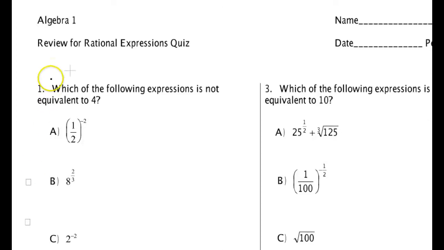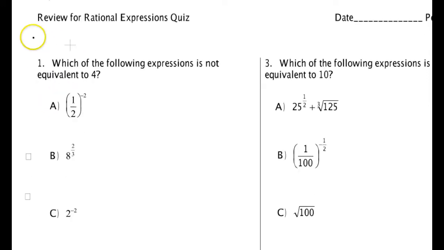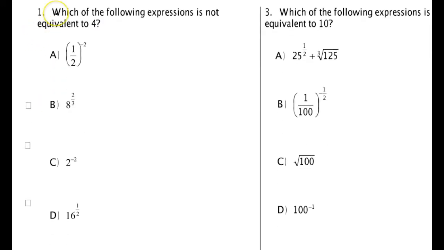This is the review for the rational exponent expression quiz. Okay, let's get started. Which of the following expressions is not equivalent to 4? So let's solve each one and just see which one's not equal to 4.